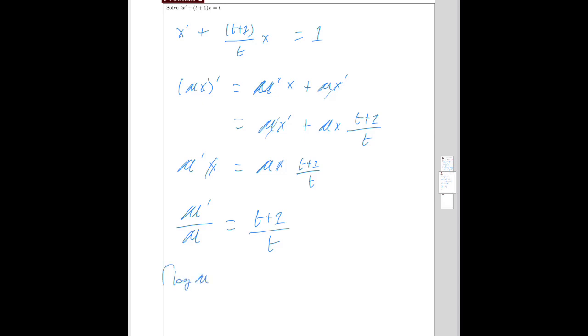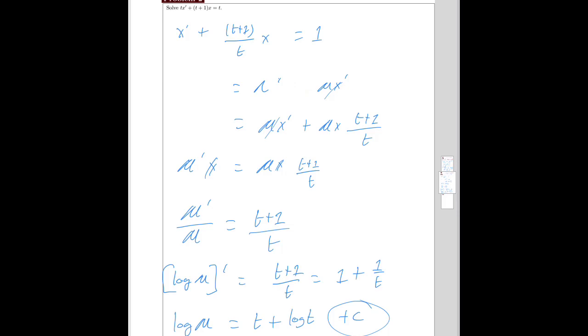Anyways, the left-hand side is log mu prime. This is equal to (t plus 1)/t, and this is just 1 plus 1 over t. And so now this tells us that log of mu is equal to t plus log of t plus c. And so the integrating factor is mu of t equals t e to the t. And remember, we just need one integrating factor, not every single integrating factor. We just need one, and so we can take c to be equal to 0. Okay, so the integrating factor is mu of t equals t e to the t.